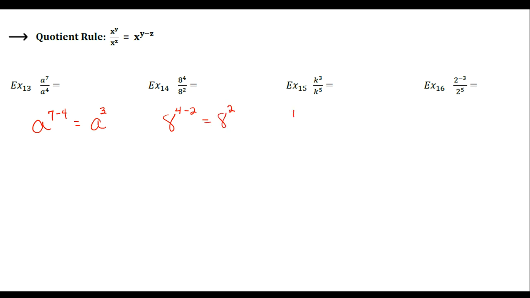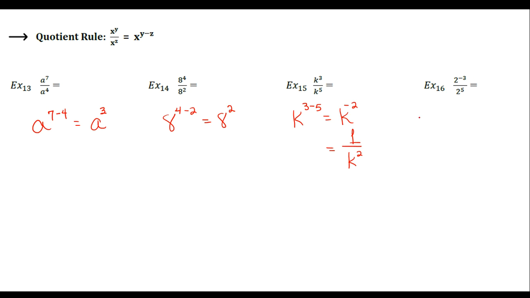We have k, and we're going to have 3 minus 5, which gives us k to the negative 2. But remember, we don't want to leave a negative exponent. We're going to reciprocate k to the negative 2. That clears up our negative exponent, and we're going to put an understood 1 in the numerator.